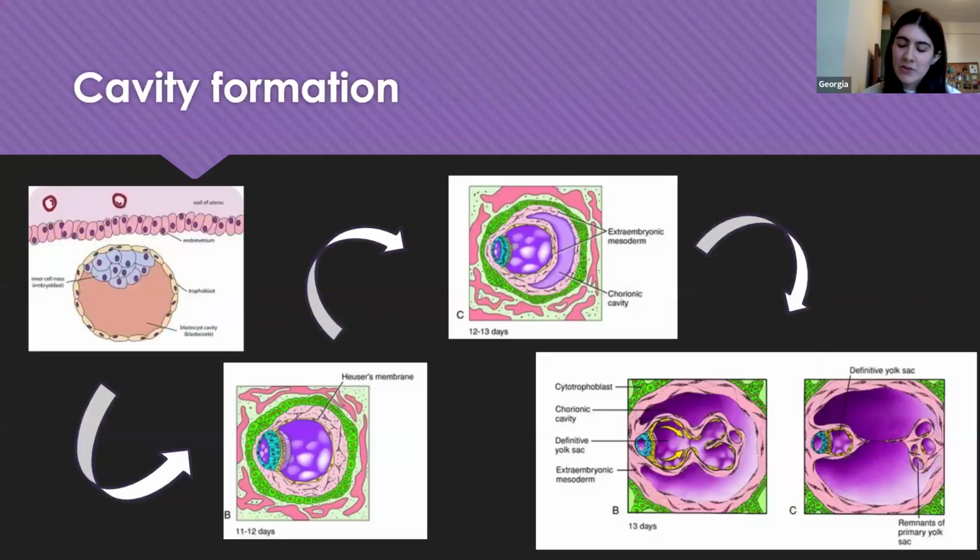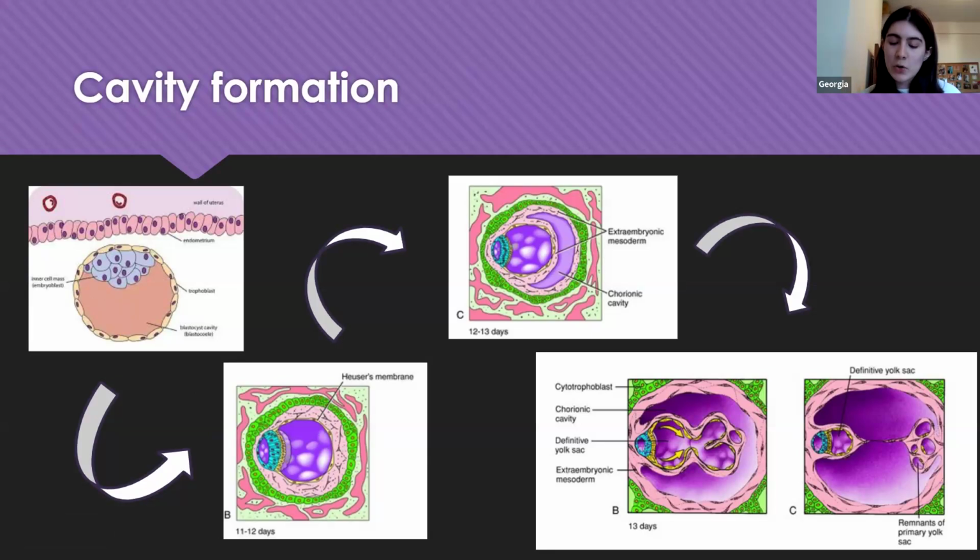So one of the things I found challenging was understanding the various cavities that form during embryonic development. So far we've talked about the one on the left, the blastocele, and also this one at the bottom here, which has the amniotic cavity at the front and the primitive yolk sac, which was previously termed the blastocyst cavity.